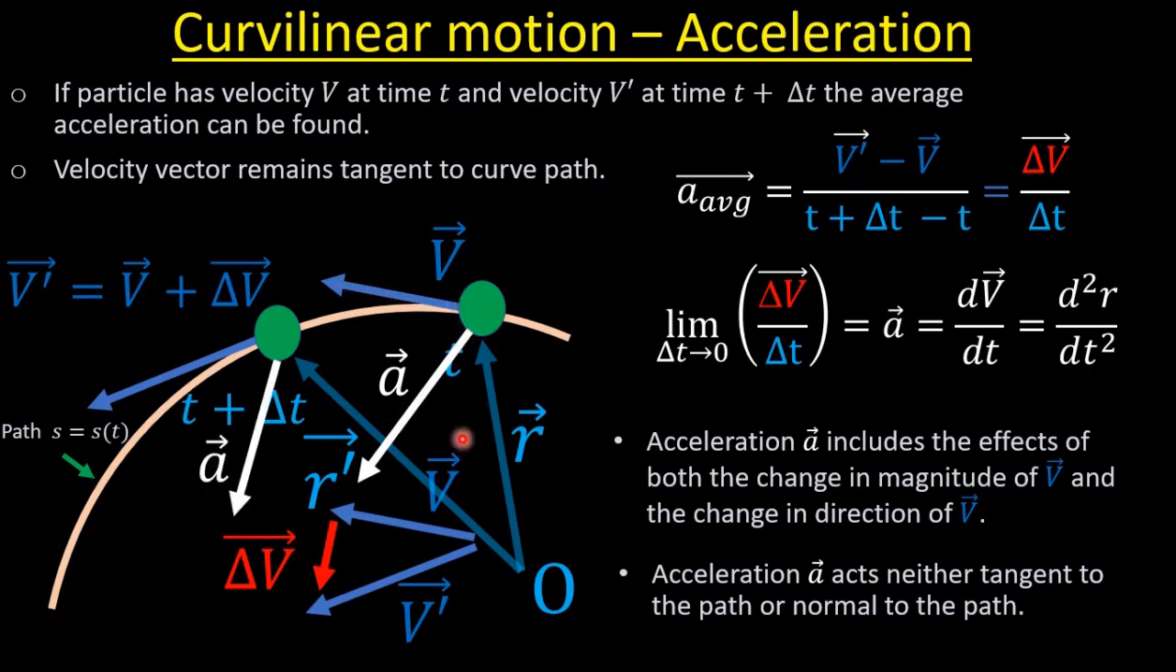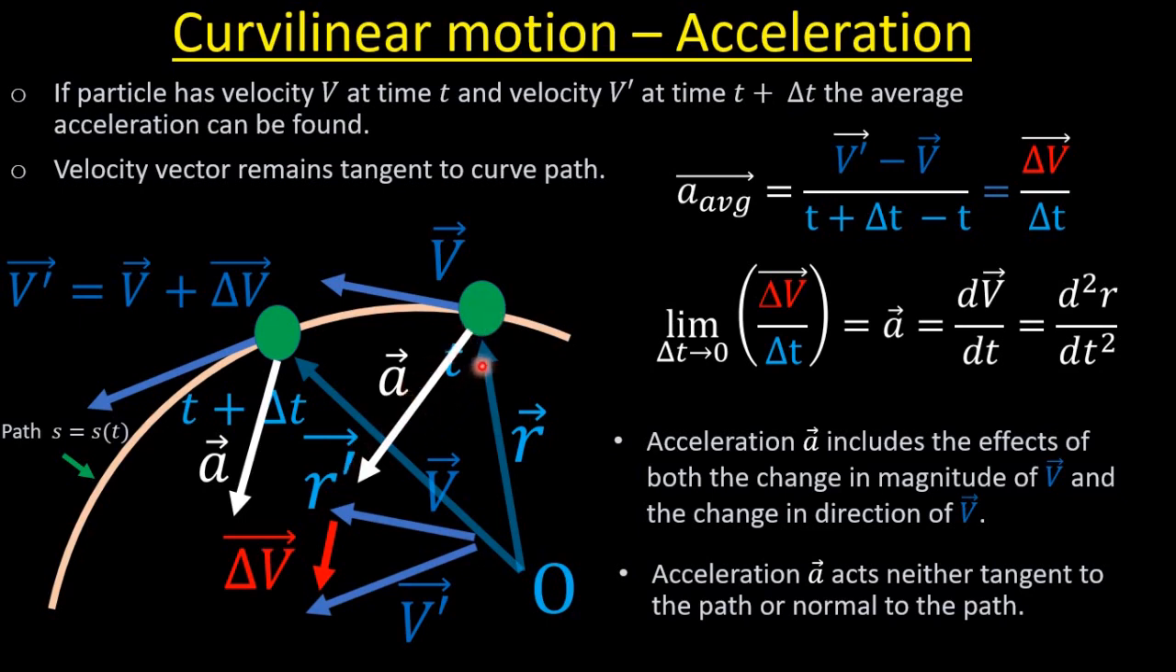So it's acting towards the concave side of the curve, so it's neither tangent to the path nor normal to the path. What's important to know from this is that acceleration a has two components. There's one component that acts tangent to the path, and another component that acts towards the center of curvature. If you take the resultant of those two accelerations, you'll get a. We will look at this in more detail in the next tutorial, but for now we're just going to say a acts towards the concave side of the curve, and that's all we need to know for now.